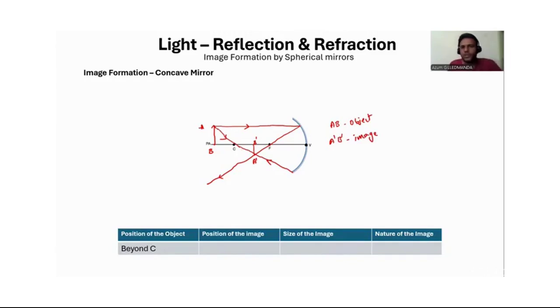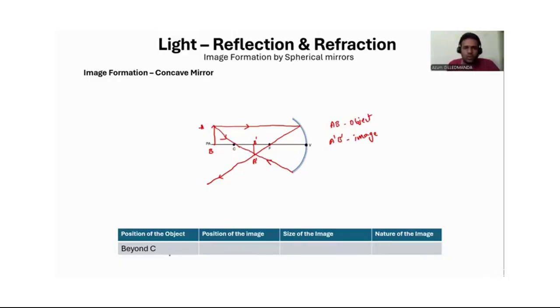Now let's fill this table. For this image formation, you can take a parallel ray, whose reflected ray passes through the focus, and one ray which passes through the center. Or you can also take a ray that passes through the focus. Any two rays are sufficient.